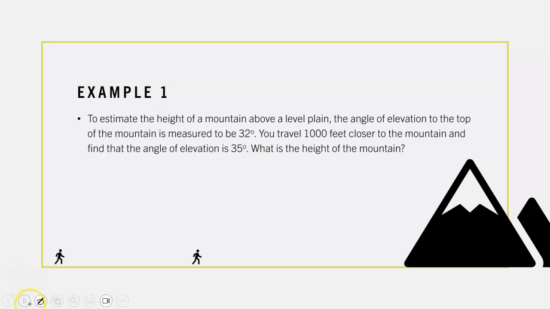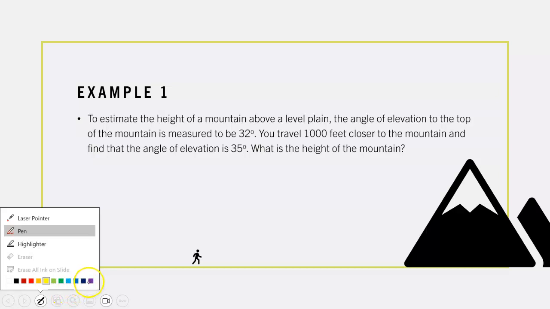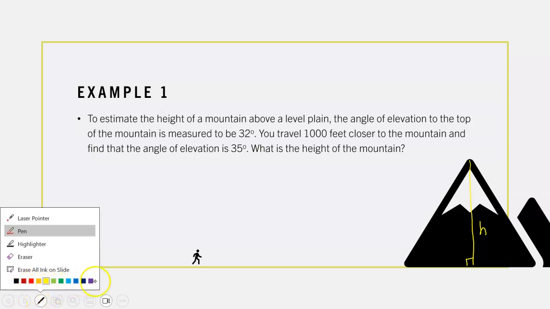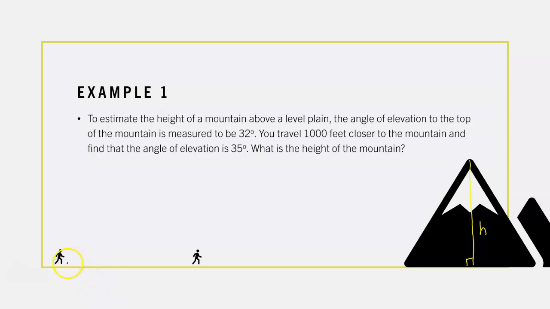So I'm going to fill in the numbers that I know first. First of all, I'm trying to find the height of the mountain, so I'm going to put that as h. This is a right angle because I'm measuring the height from the level plane. I know that my two positions are 1,000 feet apart. I don't know how far I am from the mountain when I'm here, so I'm just going to call that b because I don't know how far it is.